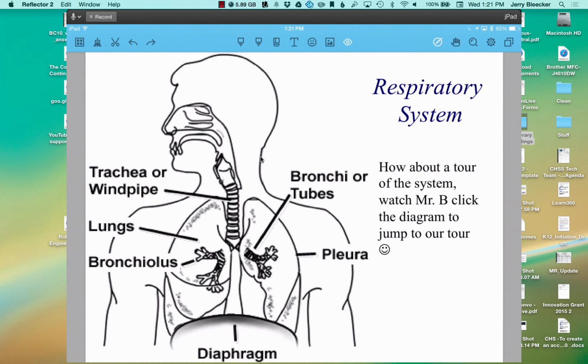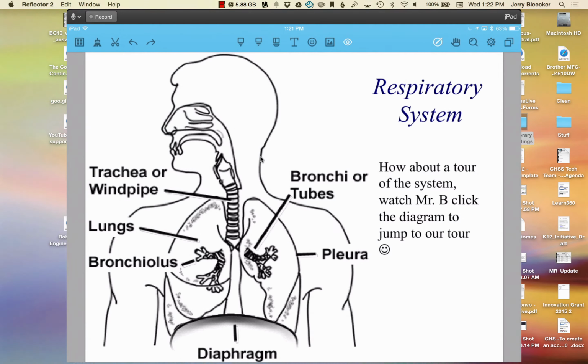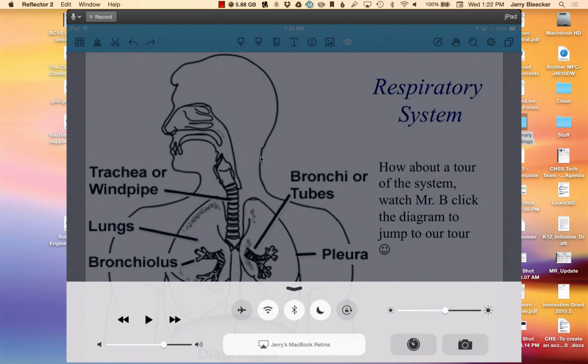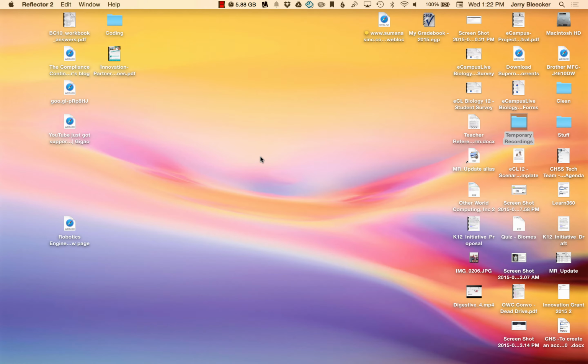The respiratory system, this is just a flat picture of it. I'm going to show you a neater one. But when you look at the respiratory system, it's a little bit more complex than you think, because you probably didn't think of your rib cage as being part of your respiratory system, but it most certainly is. So let's just leave the slideshow just for a moment.